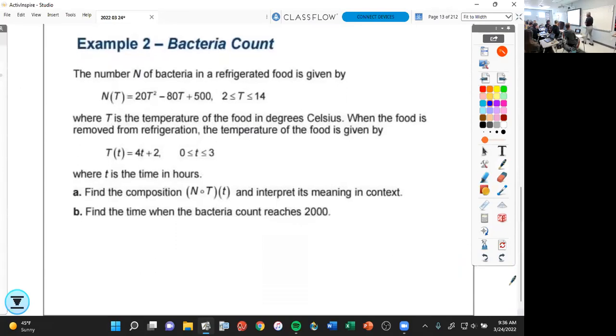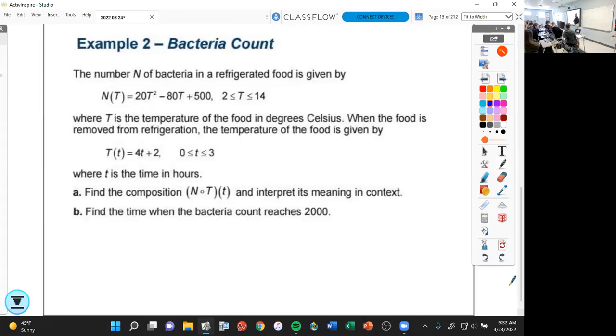Okay, word problem. The number N of bacteria in a refrigerated food is given by this function. N of t is 20t squared minus 80t plus 500, where t is between 2 and 14. So the domain of this function is 2 to 14. That makes sense? Can I use 73? Not in the domain. Can I use 0? Not in the domain. Can I use 1? Not in the domain. Can I use pi? 3.14 is in the domain, right? Okay, so we've got the domain established.